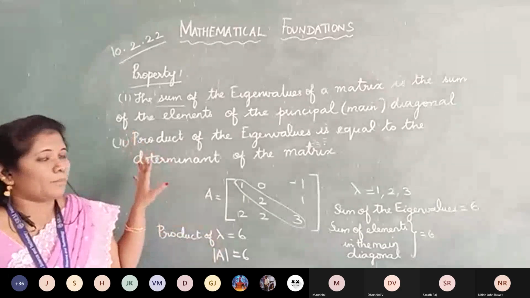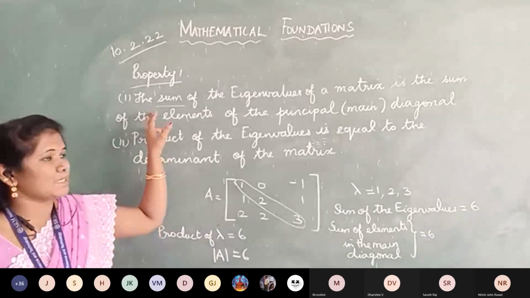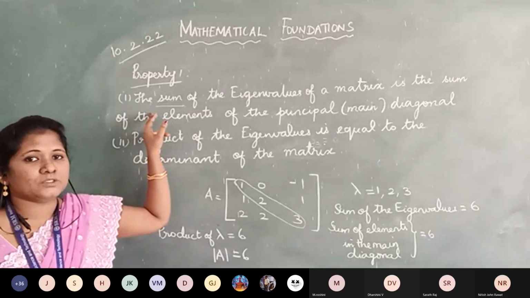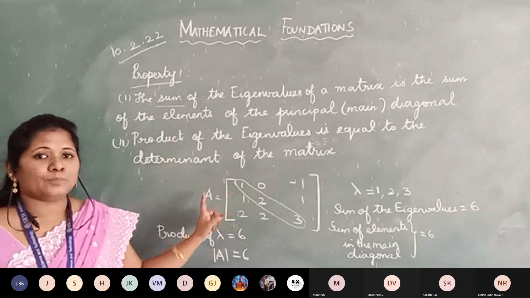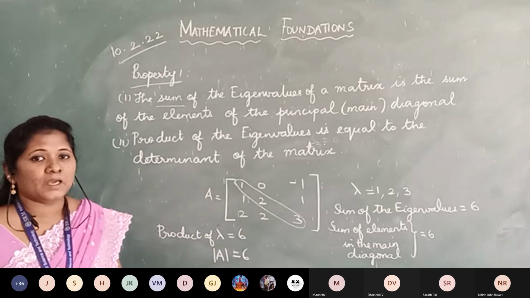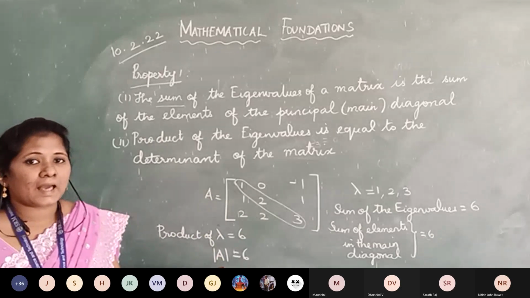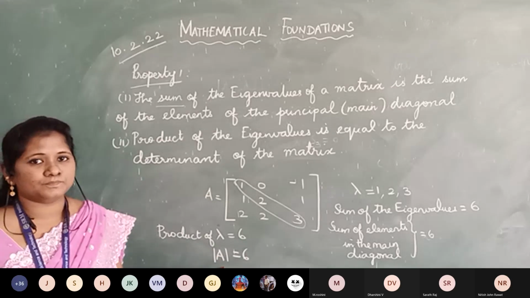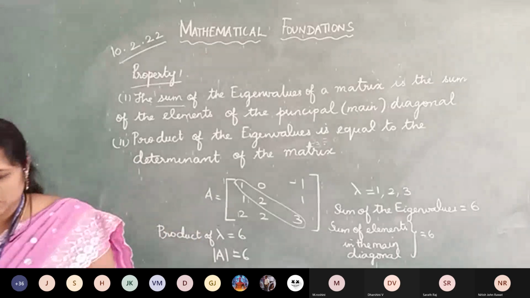So according to this property, when you have got your eigenvalues, the sum of the eigenvalues will be equal to the sum of the main diagonal elements, and the product of the eigenvalues will be equal to the determinant of A. This is how you will check whether you've got the lambda values correct or wrong. This is one shortcut. So write it down.